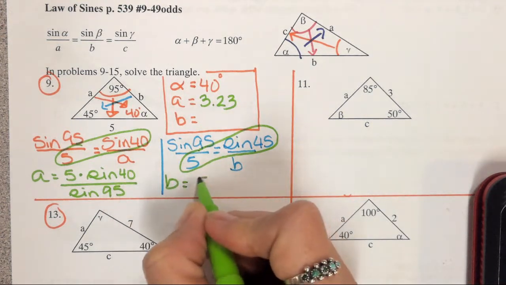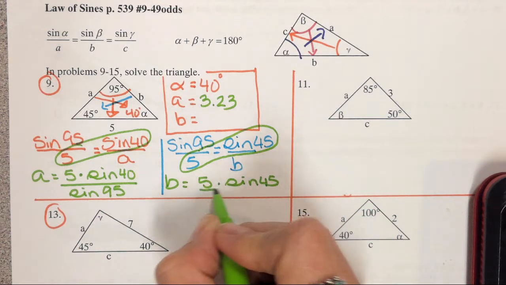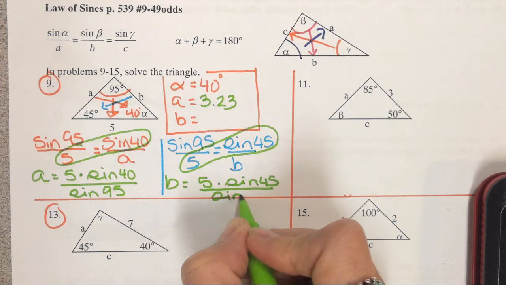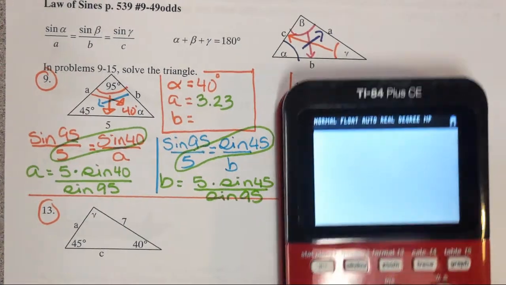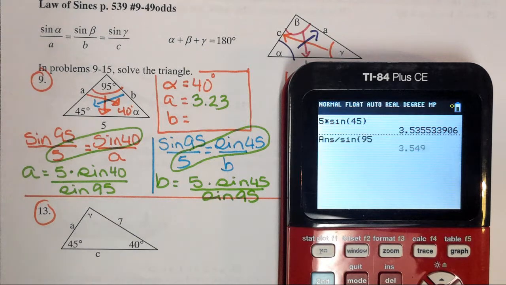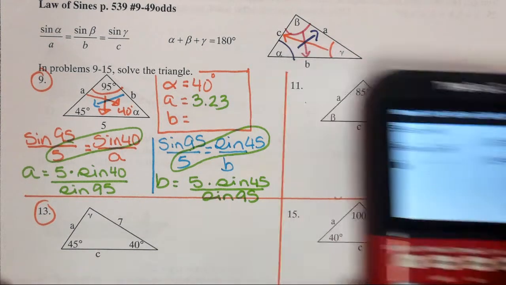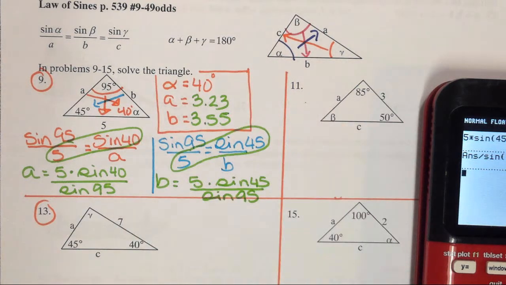So B is going to equal 5 times sine of 45 divided by sine of 95. I'm going to go to my calculator, and I'm going to type that in. 5 times sine of 45, enter, divided by sine of 95, enter. 3.55. And there you go. We have solved the triangle.